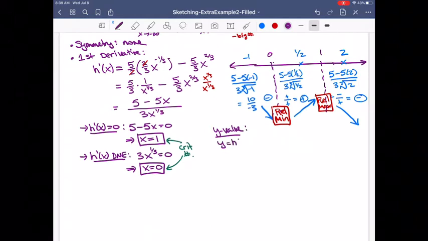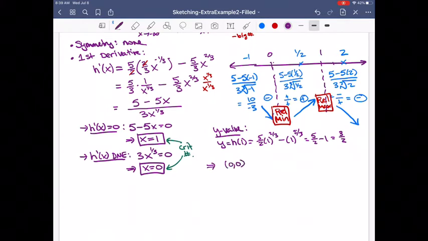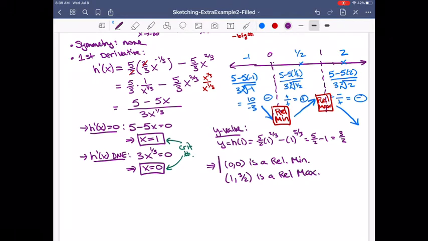We probably want the y value, so when x is 1, this is going to be 5 over 2 times 1 to the 2/3 minus 1 to the 5/3. So I get 5 over 2 minus 1, so that's 3 over 2. So we have critical point 0, 0 is a relative minimum, and critical point 1, 3 over 2 is a relative maximum. We want to remember that when we're doing our picture, our graph.